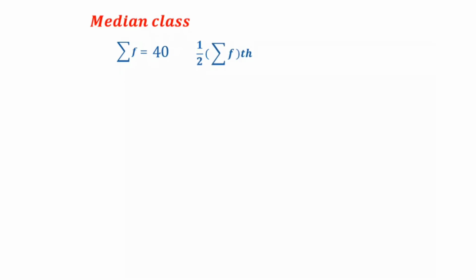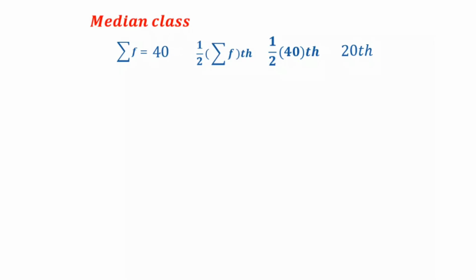Okay, and we know that since sigma f is 40, then we find half of what? 40. And that's going to give us what? 20. So it means that we have the 20th position. So we'll go to our table and either in the cumulative frequency or in the frequency, we find what? The 20th position, and that will tell us the class.